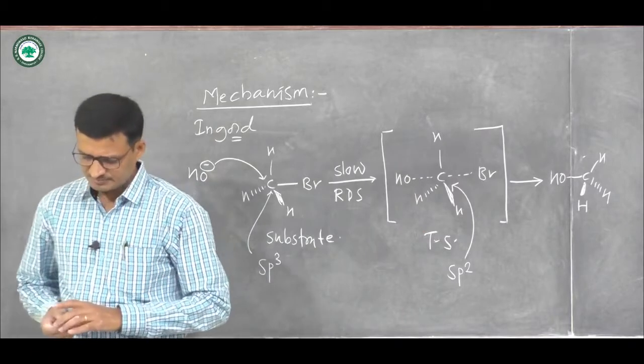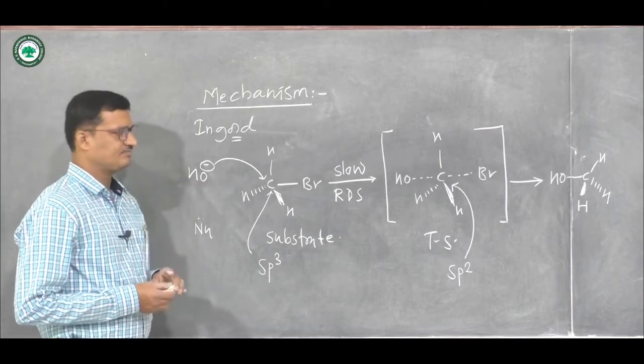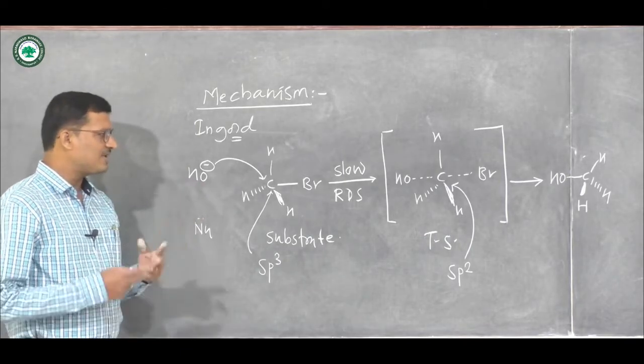So what happened in the transition state? Why does the backside attack of the nucleophile take place? The question arises. This is a nucleophile. The probability is the same.